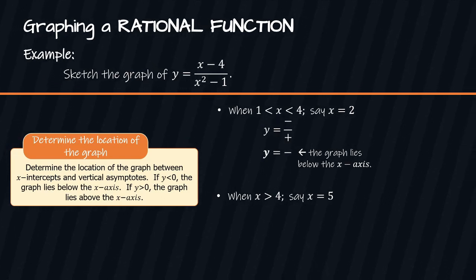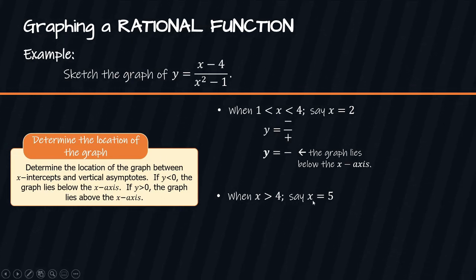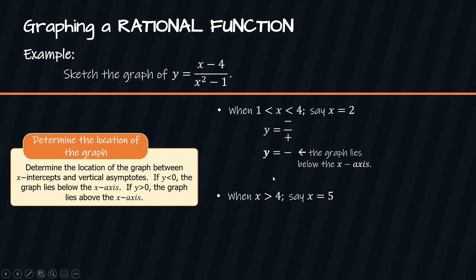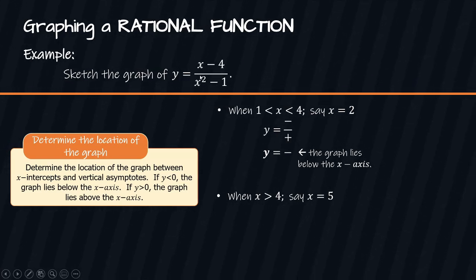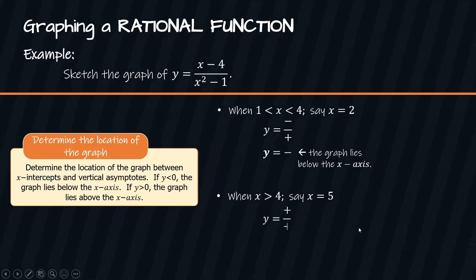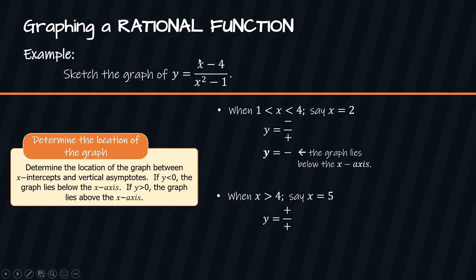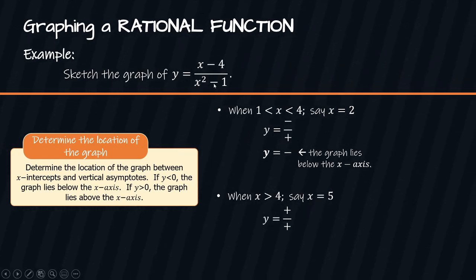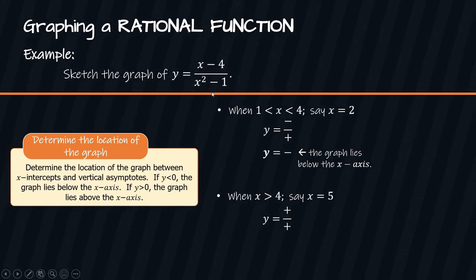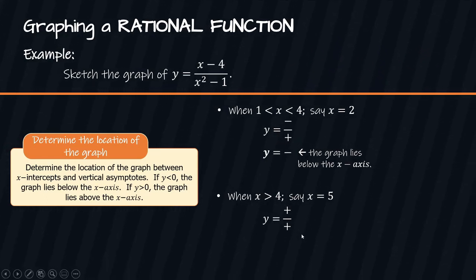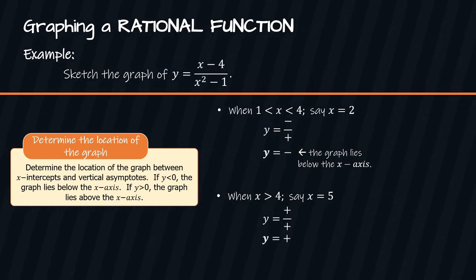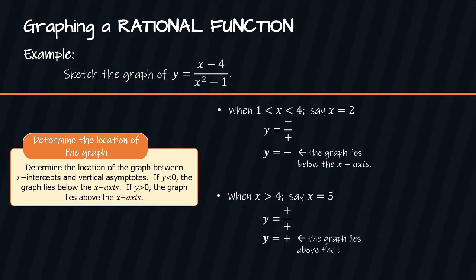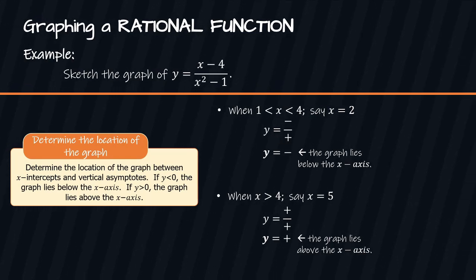When x is greater than 4, say x equals 5, we have 5 minus 4 over 5 squared minus 1. The numerator is positive, and the denominator is also positive. So a quotient of both positive terms is a positive value. Therefore, the graph lies above the x-axis.